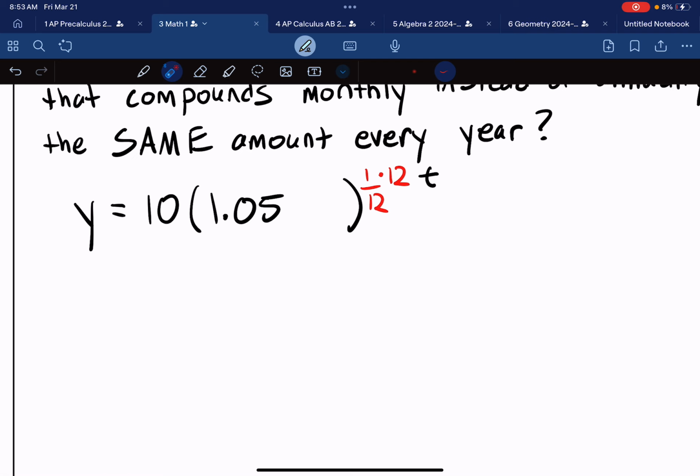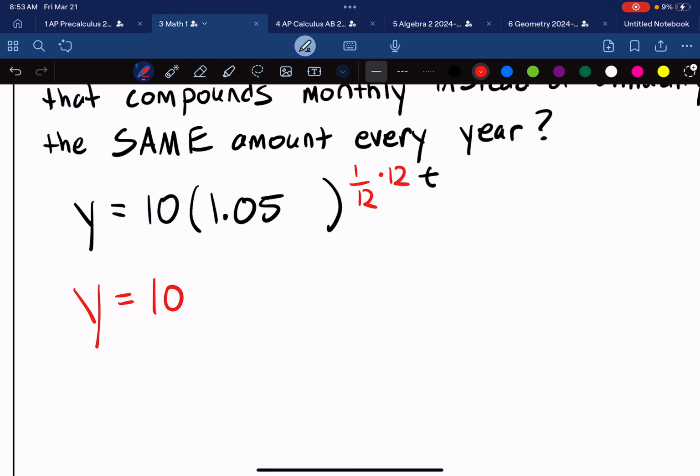But one of the cool tricks that I can do now, and let me move some things around so that I have a little bit more space. I can move this 1/12 inside here, and I can get a new equation that looks like this. I can say y is equal to 10 times a quantity of 1.05 to the power of 1/12, and that's all to the power of 12t.